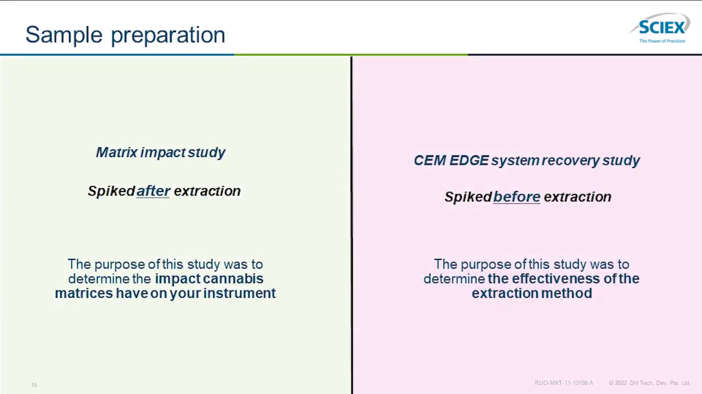So for our first part of the study, we essentially spiked our extracts after extraction. So this was done to really get at the matrix impact. So we wanted to exclude anything from recovery. We didn't want that to be a variable. We just wanted to see how the matrix affected our signal. The second portion was to look at the recovery of our method. So using this extraction approach, how good is our recovery for these pesticides in these varying matrices?